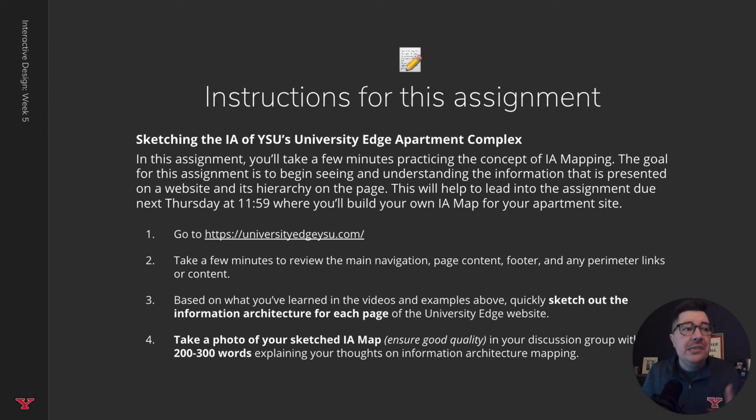For this assignment, you're going to sketch out YSU's University Edge apartment complex. As you know, for this assignment, you're not allowed to choose something that's local. This is why I want you to take a stab at creating the IA for this local apartment complex website. In this assignment, just take a few minutes practicing the concept of IA mapping.